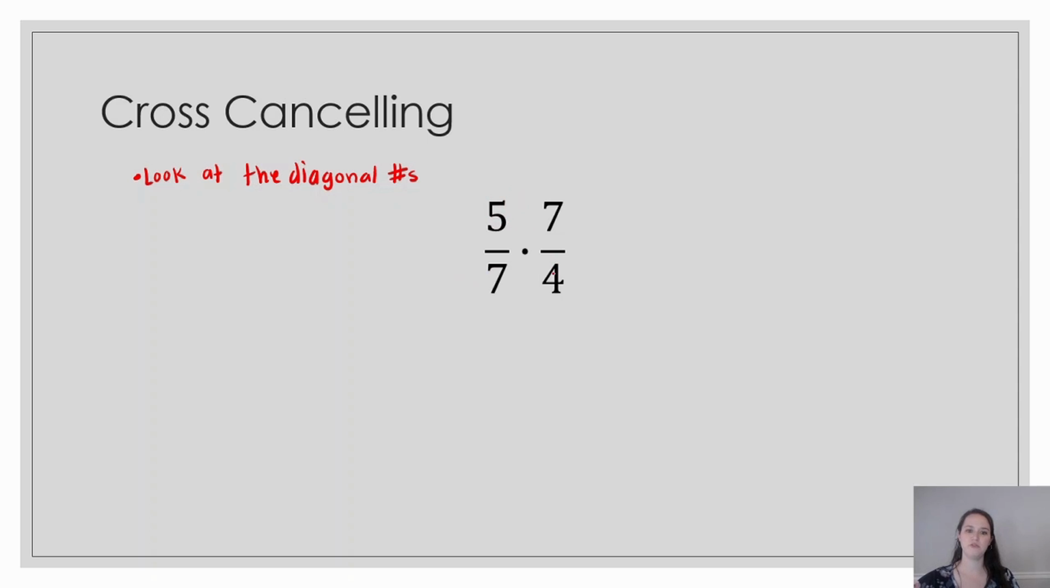So I've got 5 and 4. They don't have anything in common. I can't cancel them out. But 7 and 7 I can, because it's the same number. So essentially, this 7 and that 7, both 7s, they cancel out because it's the same number. So I am still left with 5 over 4 with one less step.